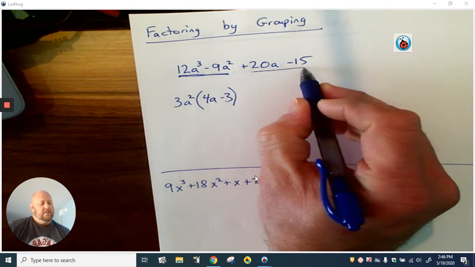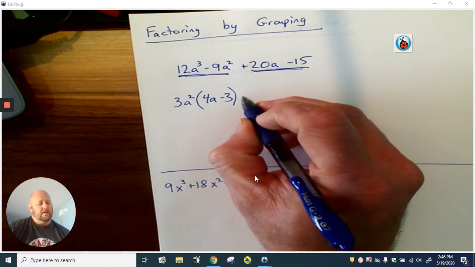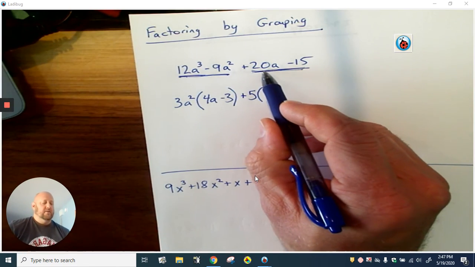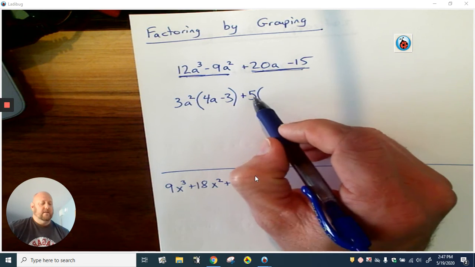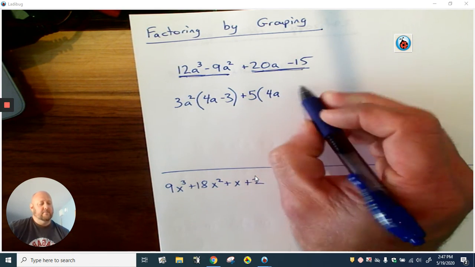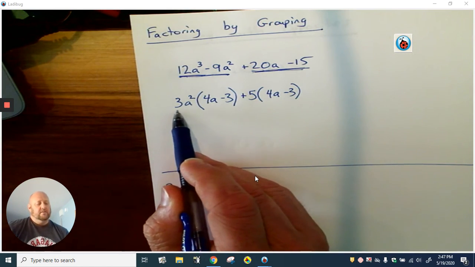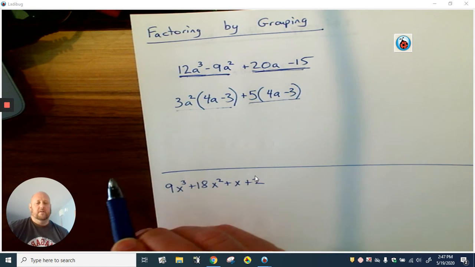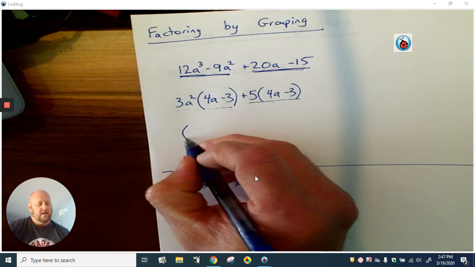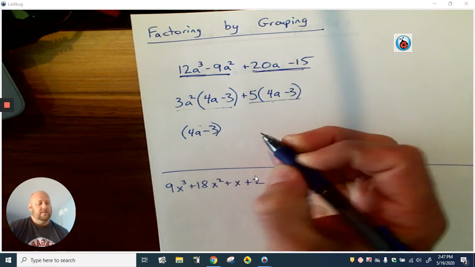And then I treat this as a second problem. What can I divide both of those by? Well, I can divide both of those by a 5. If I do that, 20a divided by 5 would be 4a, and the -15 divided by 5 would be -3. But now if you notice, these two terms have something in common. They both have that 4a minus 3. So now I can pull out that 4a minus 3.